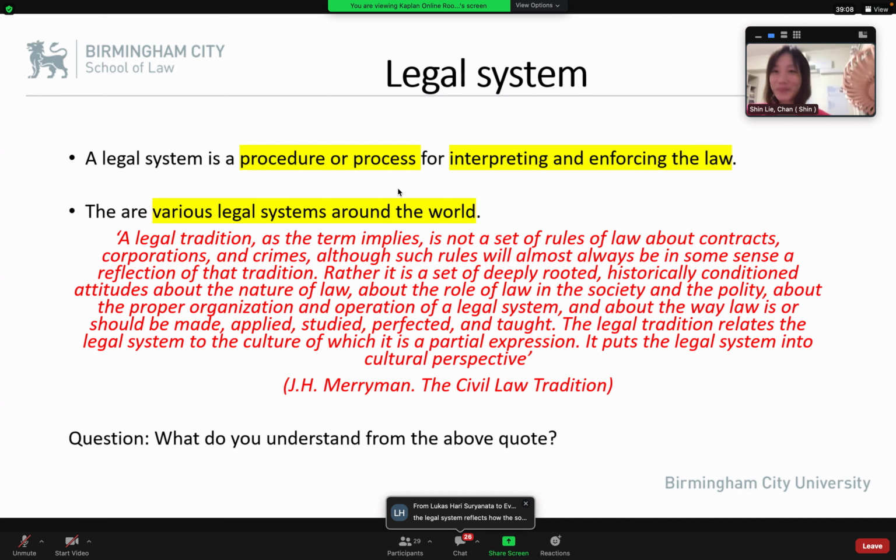Yeah. The legal system reflects how the society evolves. Okay, Ken, that's correct also.